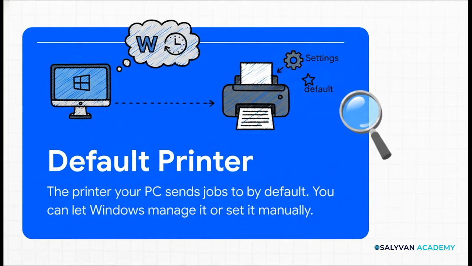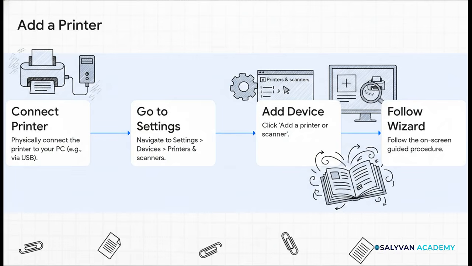And you can either let Windows be smart and manage it for you, or you can jump into the settings yourself and pick your favorite. Just got a new printer? Awesome! Setting it up is actually a breeze. First, you just physically plug it into your computer, probably with a USB cable. Then, you head into your computer's settings, find the Printers and Scanners section, and click Add a Printer. Windows will then pop up a little guide to walk you right through the rest.